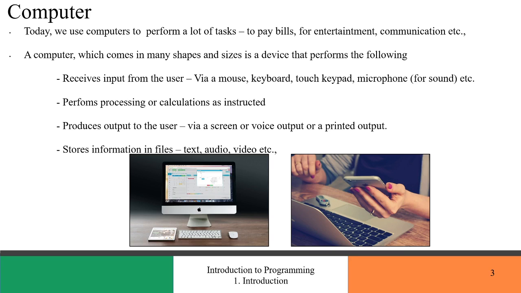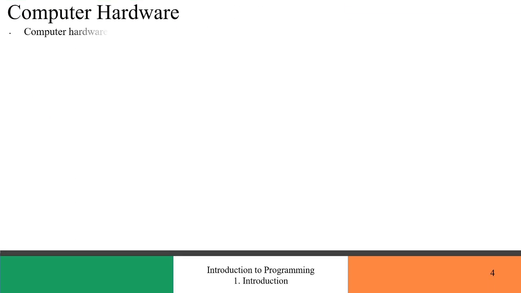Let us have a look at the different physical components that make up a computer. Computer hardware is the term that refers to the physical parts that make a computer. Let us understand these parts one by one, taking the desktop computer as reference. The different components that make up a desktop computer are the case, and other devices like the keyboard, mouse, and so on.